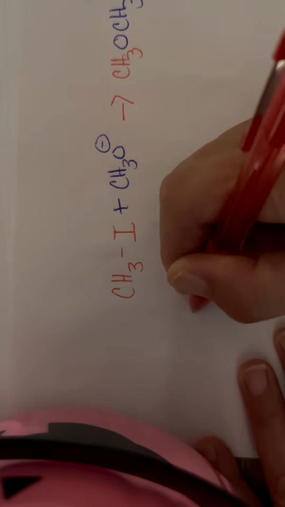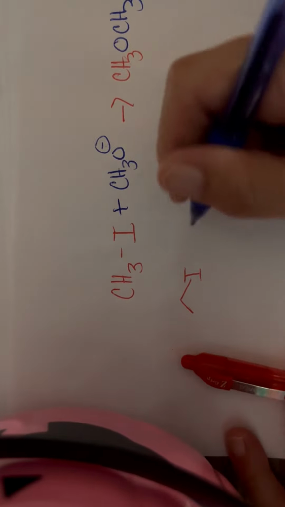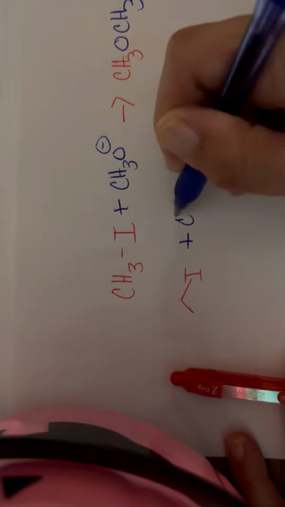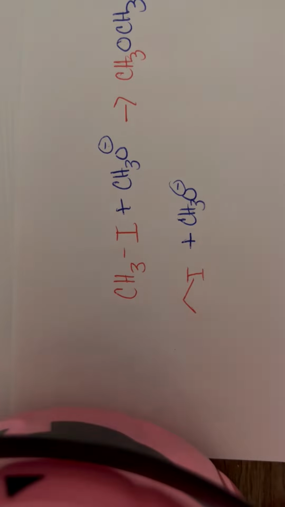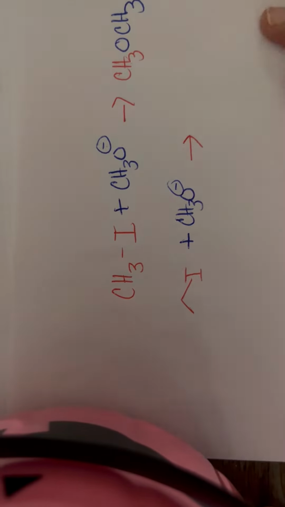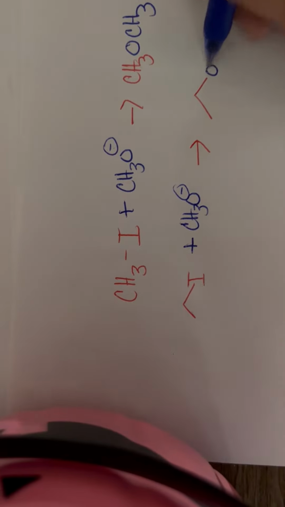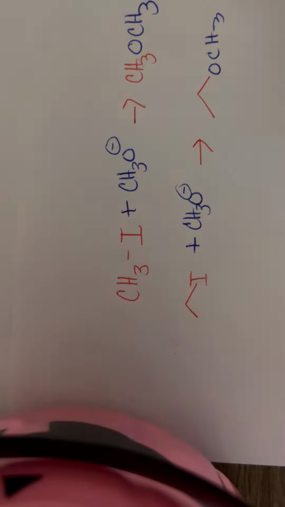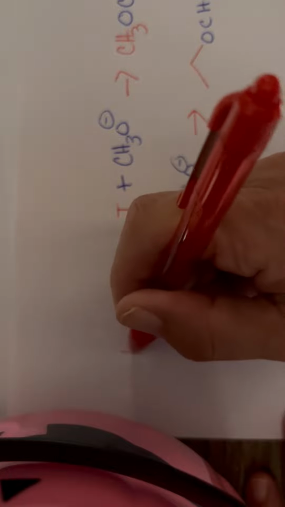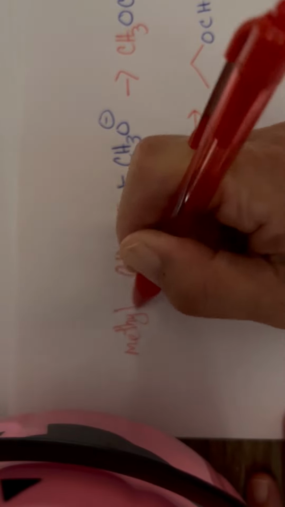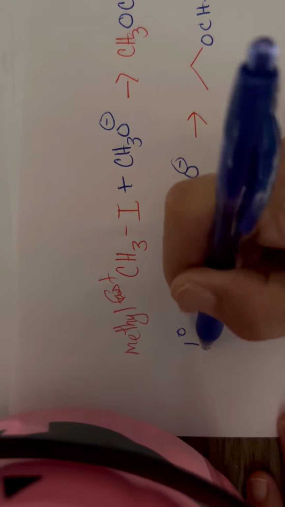If I have, and right, this is a methyl. If I have a primary, CH3CH2I, and I'm going to react it with the exact same, plus CH3O minus, or I could put a sodium there if I wanted to, I would also see this will very quickly go to OCH3. So my methyl is fast. Primary is also fast.